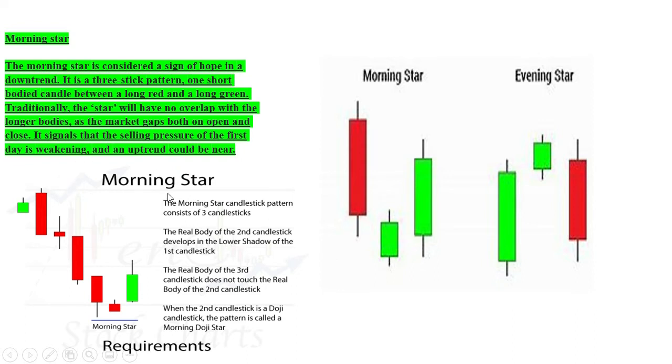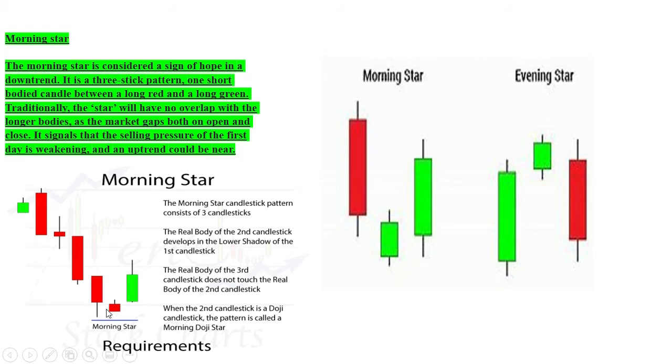So, the Morning Star candlestick pattern consists of 3 candlesticks. The real body of the second candlestick, which is here, develops in the lower shadow of the first candlestick. So we see we have the first candlestick here, and we have the shadow right here, right?